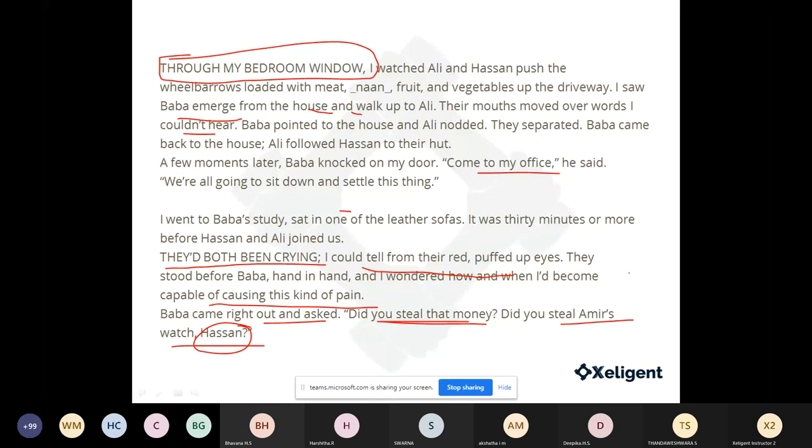So this is a wonderful story taken from the book, The Kite Runner, written by Khaled Hosseini. So nobody has stolen the money or the watch. It is the narrator, that is Amir, he himself, he's acting a stage play. So he staged this act and accused Hassan and Ali of stealing the money and the watch. So that's why Baba is calling them out and inquiring about the watch and the money. He purposefully did it. That's what we can infer from the passage. If you read the story line by line, you will understand this.